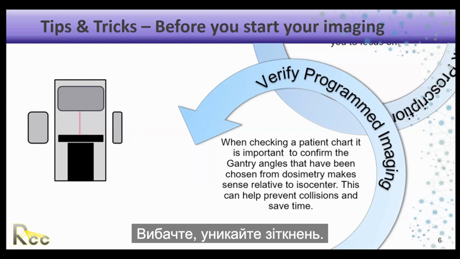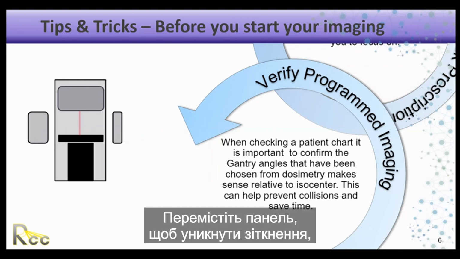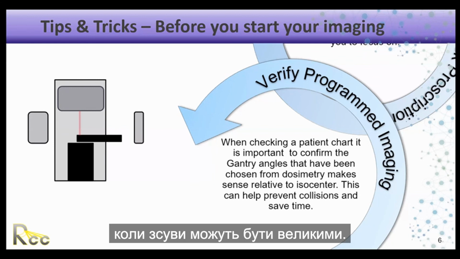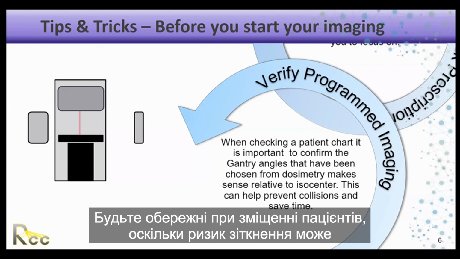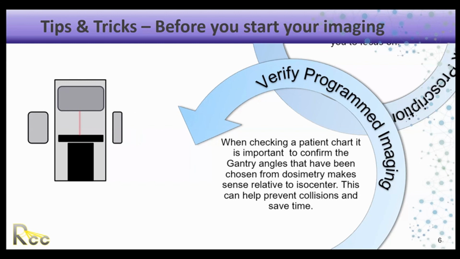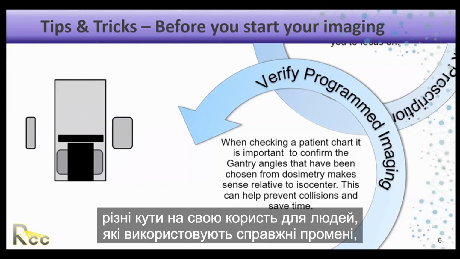The generator is fixed and can't move. Avoid collisions. Be aware of the table position and where the machine is going. Move the panel to avoid collision. And again, offsetting the patient can be helpful in these situations where shifts could be large. Be careful when offsetting patients, as the collision risk can move from the table to the patient. And be aware of the table. Use different angles to your advantage.